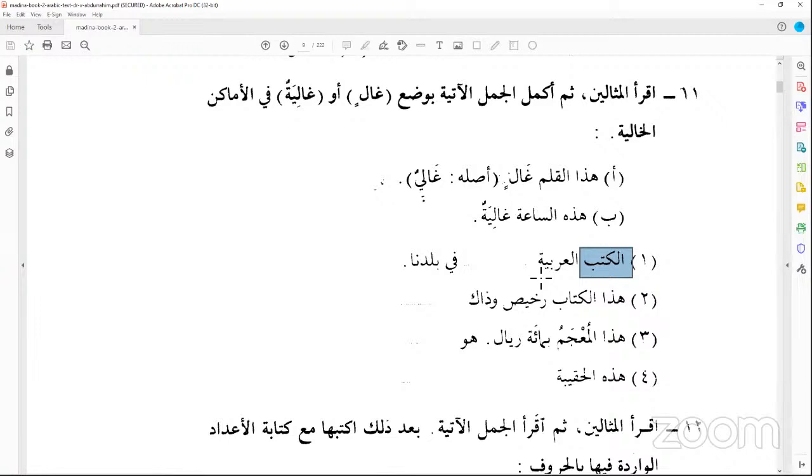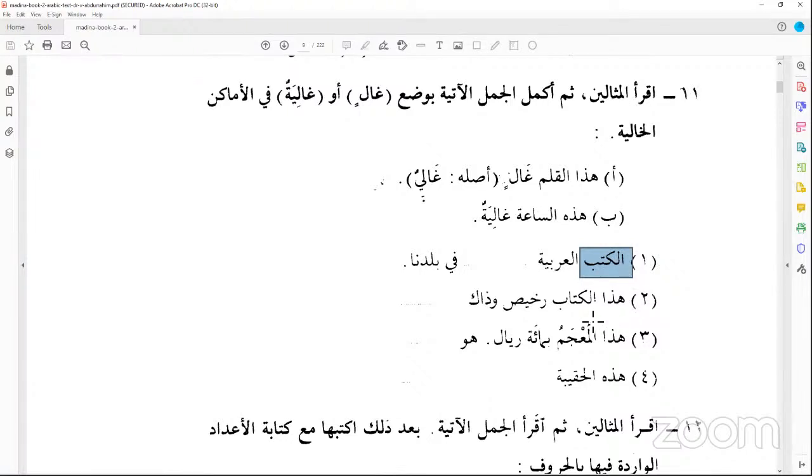Yes, so it is ghaliyatun. Why ghaliyatun and why not ghalin? What's the reason? Yeah, ta marbuta, feminine. Yes, why did you make it feminine? Yes, broken plural ghair aqil. Good. Jama taksir ghair aqil. It is referred to as singular feminine.